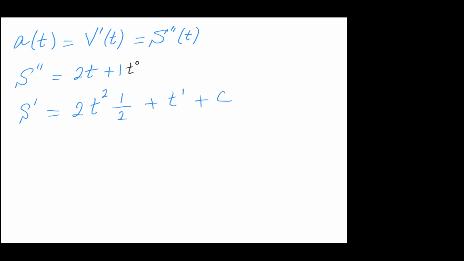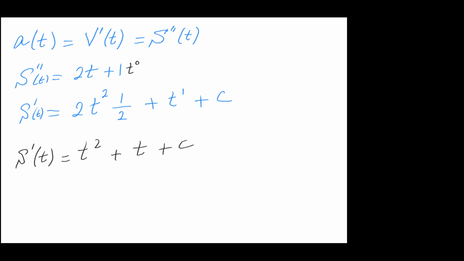Okay, let's clean this up. So now I have s prime. Maybe I should have written this as s double prime of t to make it more clear. And so s prime of t now equals 1/2 times 2, which is just 1, t squared plus t plus c.